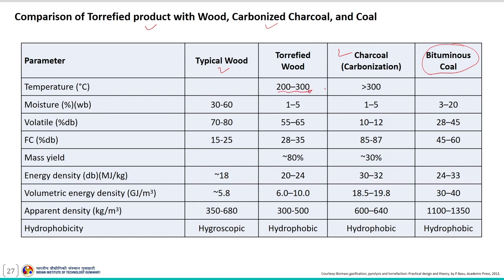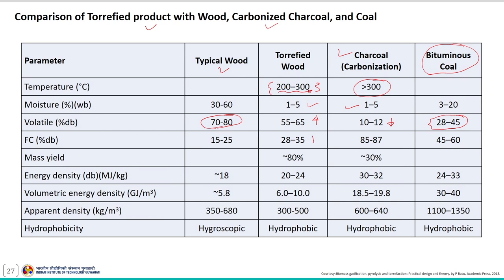If you see here, the temperature range in the torrefaction process is between 200 to 300 degrees C, whereas in case of carbonization, it is more than 300 degrees C. The moisture is more or less the same in the carbonized charcoal as well as the torrefied wood sample, but the volatile matter is relatively high in the torrefied wood compared to the charcoal. Similarly, the coal also has relatively higher volatile matter content, but the native biomass has significantly high volatile matter content in its composition.